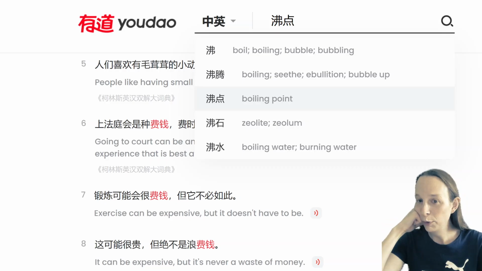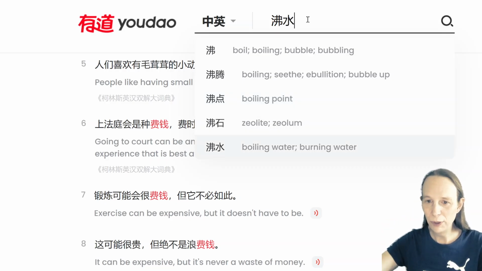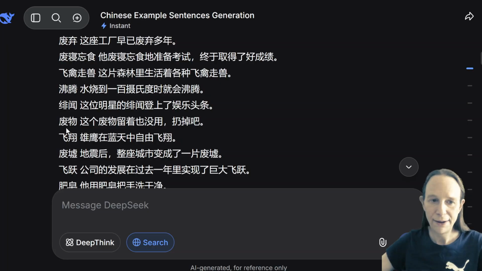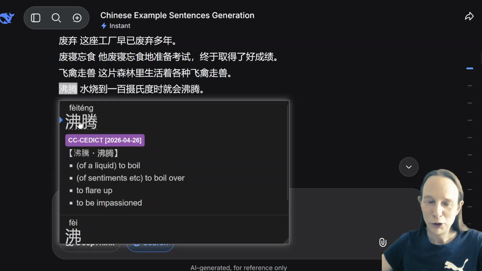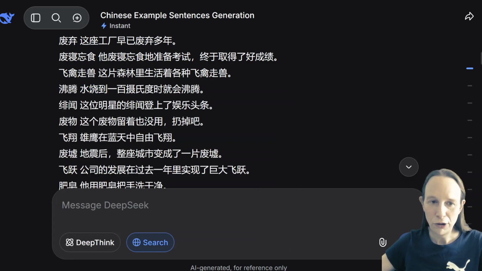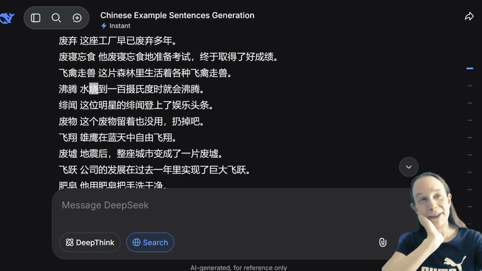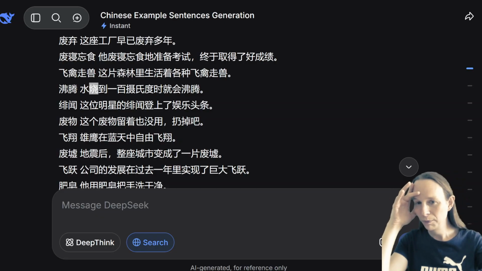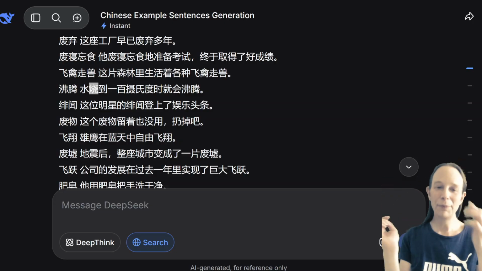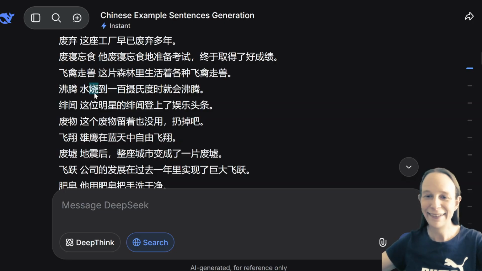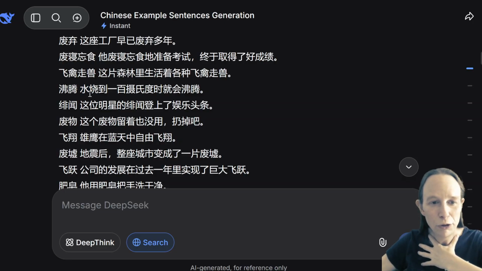沸点, boiling point. 沸水, boiling water. Okay. 沸腾, to boil. 水烧到, 烧 also. 烧 is a verb meaning to boil water in the sense of you're an agent and you wish to boil water, as opposed to the water is boiling, right? That's kind of interesting. 水烧到100度，100摄氏度时，就会沸腾.